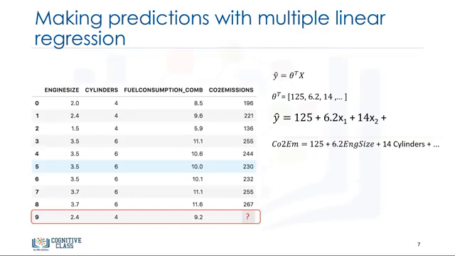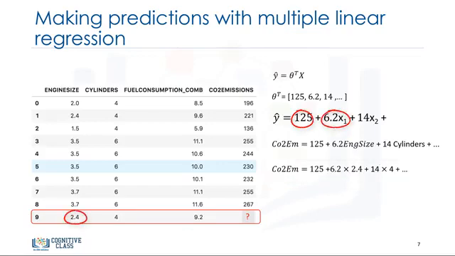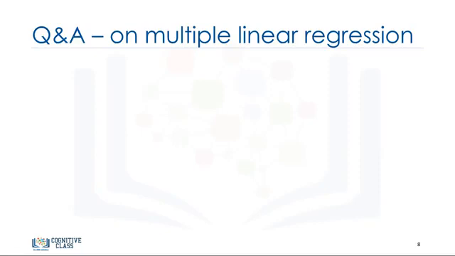As you can see, multiple linear regression estimates the relative importance of predictors. For example, it shows cylinder has higher impact on CO2 emission amounts in comparison with engine size. Now, let's plug in the 9th row of our data set and calculate the CO2 emission for a car with the engine size of 2.4. So, CO2 emission equals 125 plus 6.2 times 2.4 plus 14 times 4, and so on. We can predict the CO2 emission for this specific car would be 214.1.